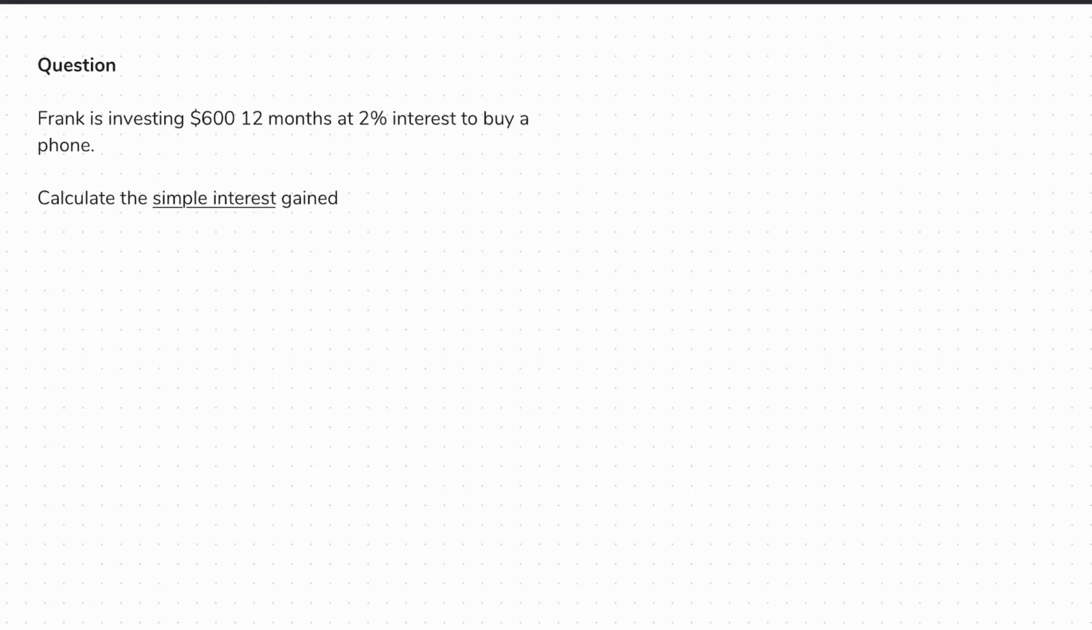Now, the 2%, because it doesn't say, we're going to have to assume that it is 2% PA. PA is per annum, and annum is per year. That's what that means. It's like anniversary. So 2% per year, $600.